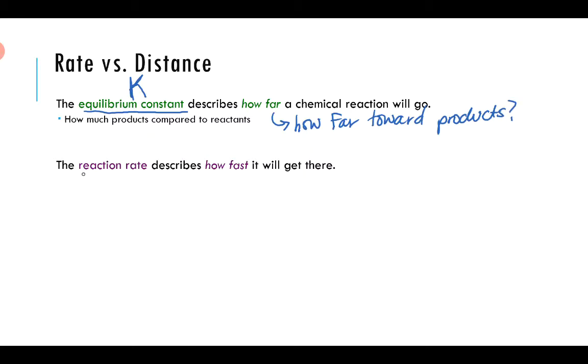And that's going to be different than our reaction rate, which describes how fast it will get there. And so we're going to stop talking about reaction rates and focus on how far the reaction goes. So our equilibrium constant is going to describe how far we're going to go. It doesn't tell us how fast we're going to get there.